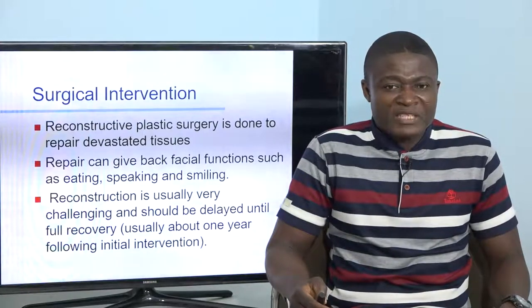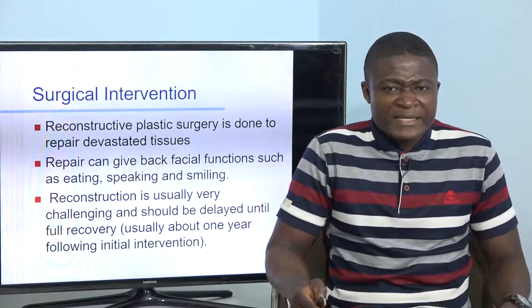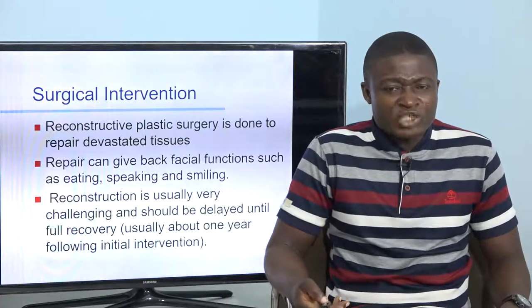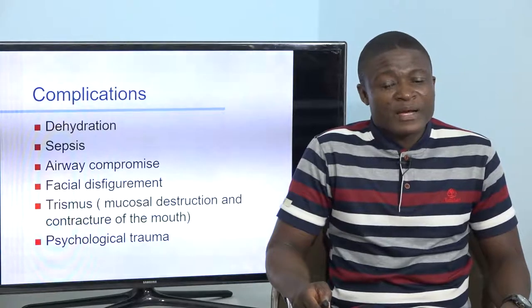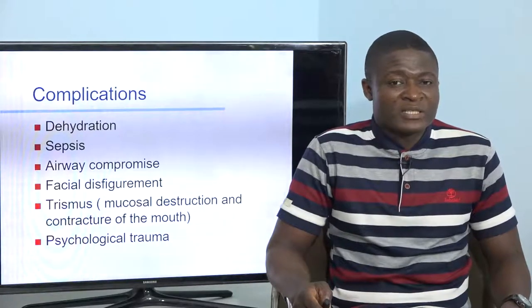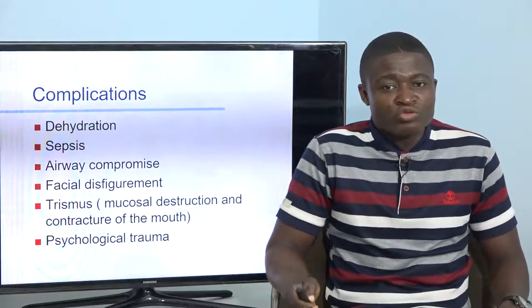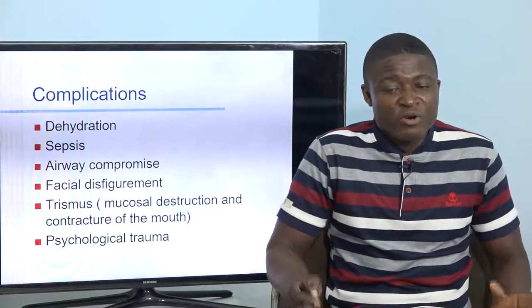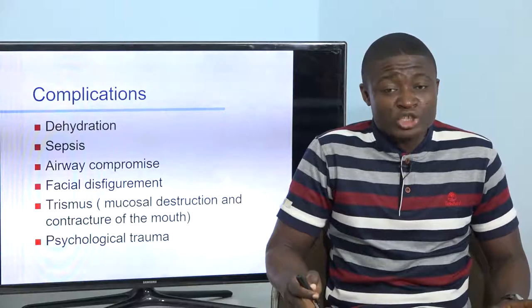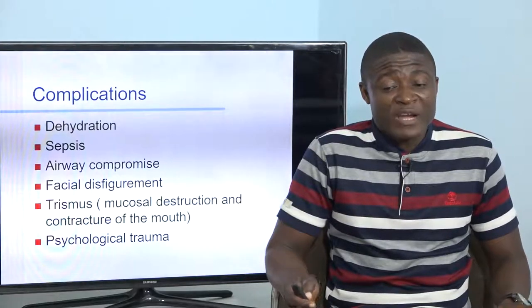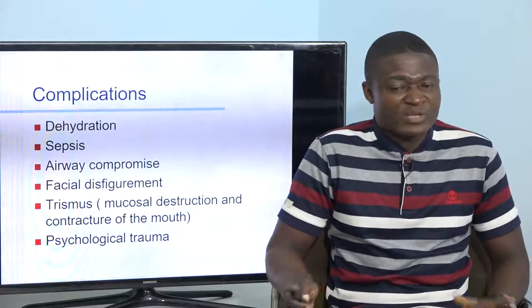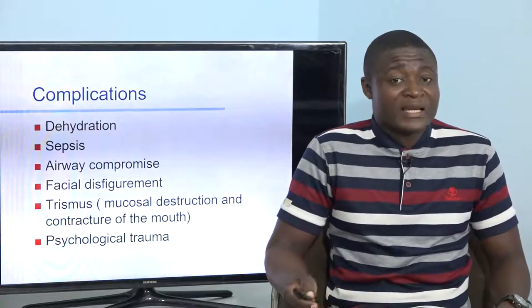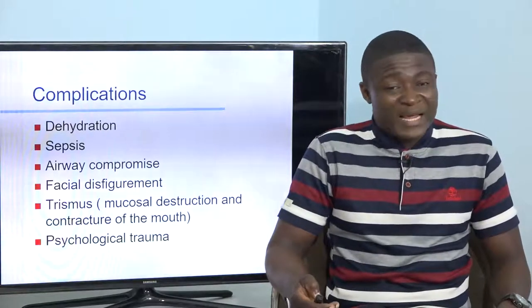Reconstruction is usually very challenging and should be delayed until full recovery, usually about 1 year following initial intervention. So when the client is first identified and is put on medication and nourishment, the client is allowed to go through these nourishment and medication until he or she fully recovers in terms of nutritional status and in terms of infection. Then from there, the client will now be subjected to the plastic surgery.